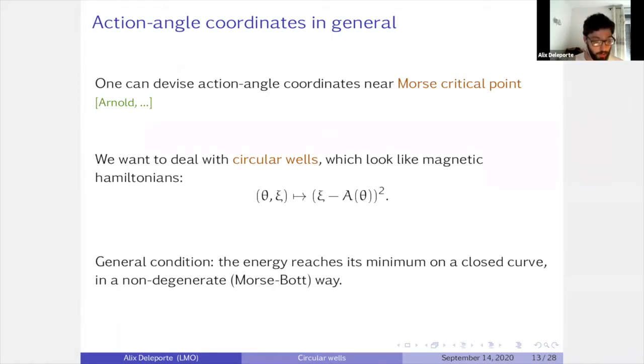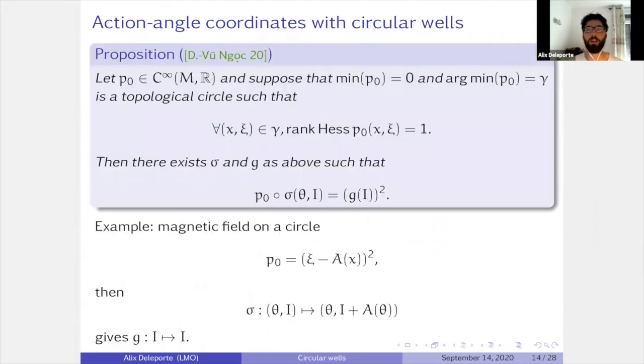We're generally going to consider functions P naught from M to R, which reach their minimum on a closed curve in a transverse non-degenerate way, and we're going to see what it means on the next slide. So what it means to reach the minimum in a non-degenerate way is that the Hessian at these minimal points has maximal rank. It cannot have rank 2 because it reaches its minimum on a circle, but it can have rank 1.